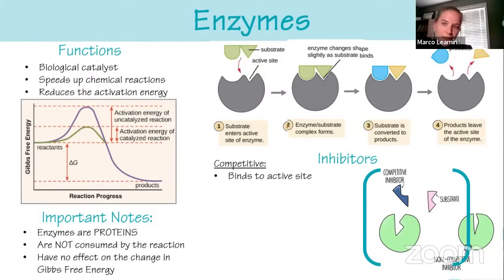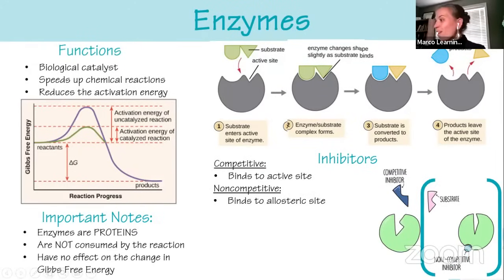So what's the other type of inhibition? We can have a non-competitive inhibitor. A non-competitive inhibitor is going to bind to an allosteric site. It's another site on the enzyme, some other location. And when it binds that location, because we're looking at a protein, it changes shape. And when it changes shape, now this active site is no longer going to be able to bind to the substrate.